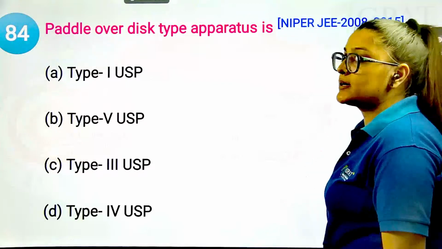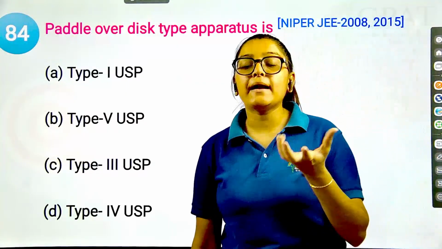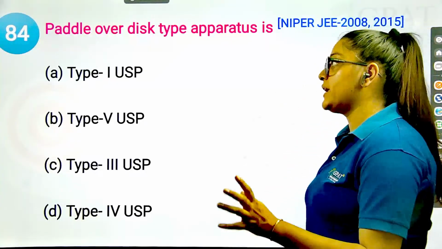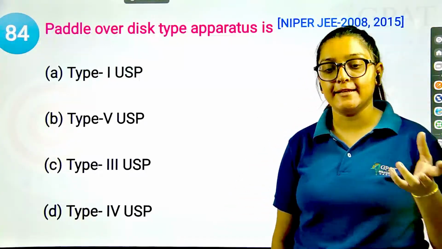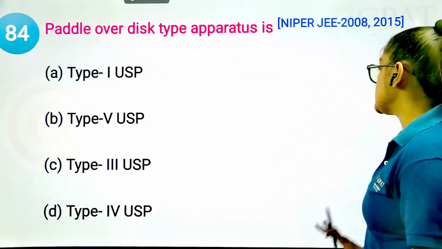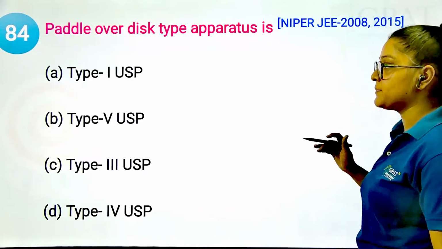Please note them down. Next, paddle over disc based on the apparatus. So we have classified as IP and USP. IP is paddle, basket. USP apparatus, what are those 7 apparatus names?